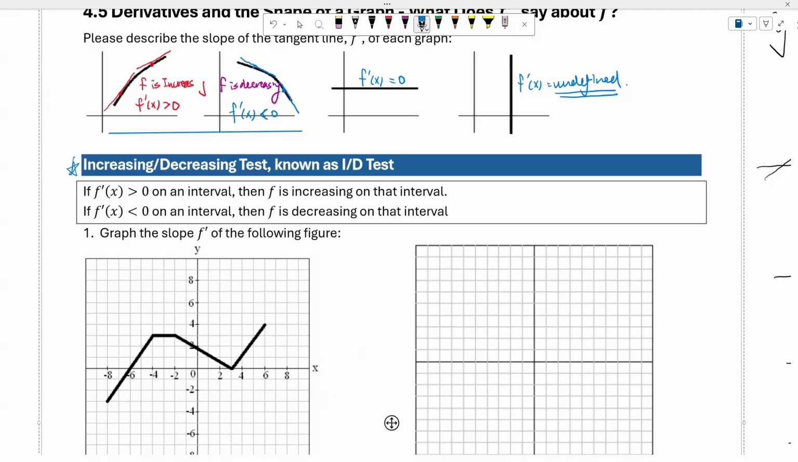If f prime of x is greater than 0 on an interval, then f is increasing on that interval. If f prime is less than 0 on an interval, then f is decreasing on that interval.